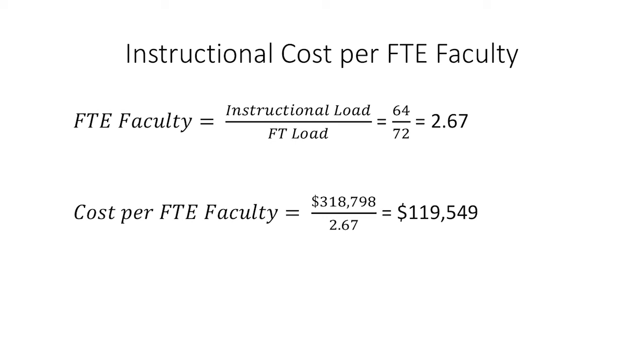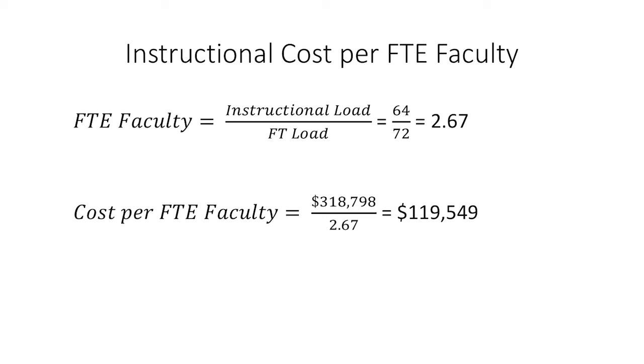Then we can calculate the cost per full-time equivalent faculty member, the instructional cost per full-time equivalent faculty member. So we take the instructional cost total, $318,798, and we divide that by 2.67 FTE faculty. So we can say that the cost of providing a full-time equivalent faculty member in a classroom for a year on average is $119,549. Why would I want to know that?